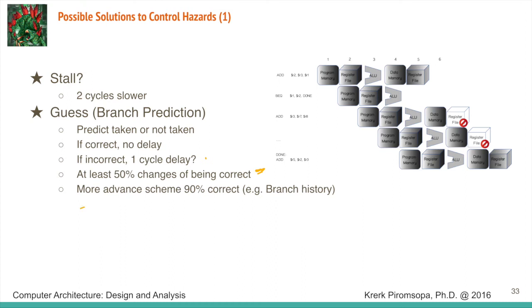Statistics say if you guess taken or not taken, you have a chance to be correct of about 50%. But nowadays we have more advanced branch prediction, like branch history, which keeps one history. Like if in the previous loop you did the branch, maybe you would do the branch again. This one is 90% correct. And if you look at branch prediction in Intel processors, Intel claimed more than 99% correctness from the branch prediction. But anyway, I will not get into the details of that. In the past, several people got a Ph.D. or Master's from branch prediction.